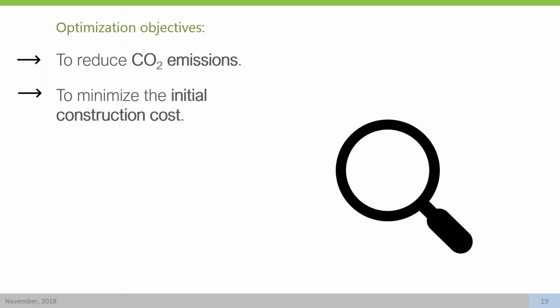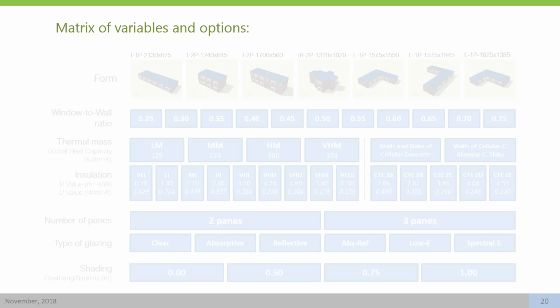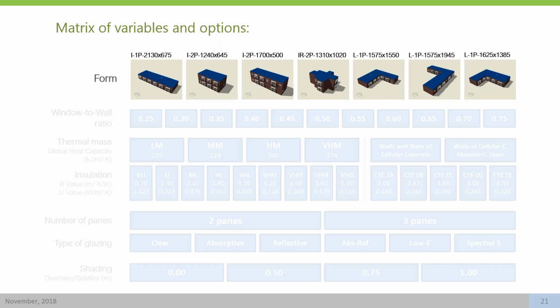Okay, as previously stated, the optimization analysis allows us to investigate efficiently the performance of many possible design solutions. In this case, the analysis was driven by two objectives: to reduce the carbon emissions associated with energy consumption and to minimize the initial construction cost, or capital cost. In the optimization analysis, we included 7 design variables, each with a specific number of options. We included 7 building forms, all with the same main spaces and the same useful floor area.